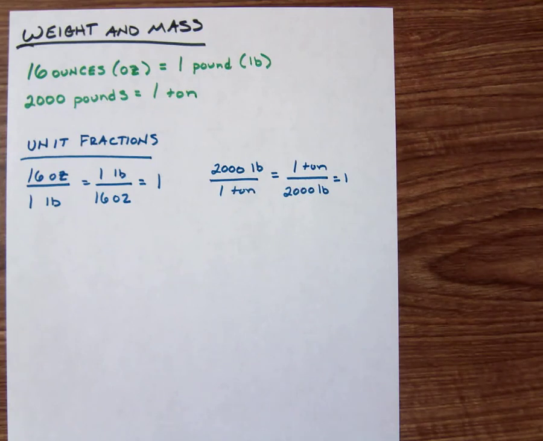Now, ounces with reference to weight are different from ounces with respect to volume. Those are called fluid ounces. Like if you drink a can of Coke, it has 12 ounces in it, but that doesn't mean that your can weighs almost a pound. It means there's 12 fluid ounces in there. We'll talk about that soon enough. For now, we're just talking about weight.